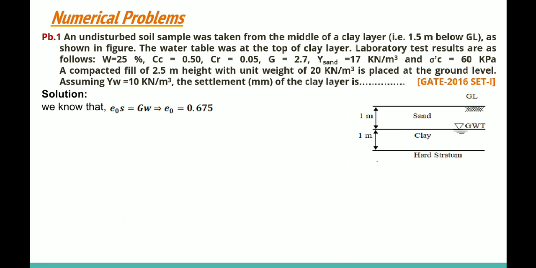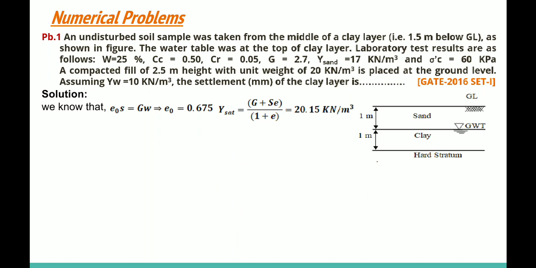We are talking about consolidation, which means the degree of saturation will be 100%, so we can take S equal to 1. After putting the values S equal to 1, G equal to 2.7, and w equal to 0.25, we can get the initial void ratio 0.675. Right? After knowing the initial void ratio, we can calculate the saturated density of the clay layer using this formula, where H is equal to 1. So now we have the saturated unit weight of clay and the initial void ratio.